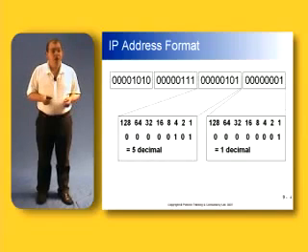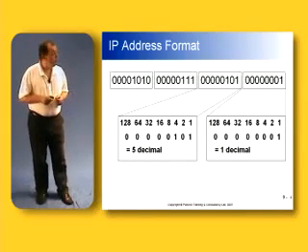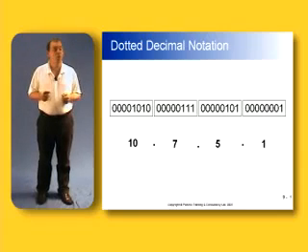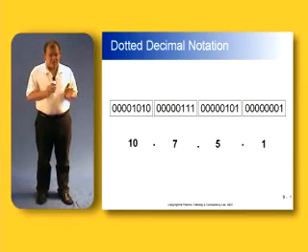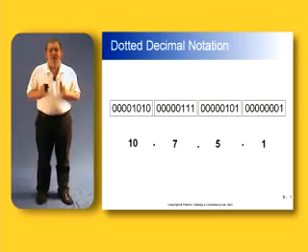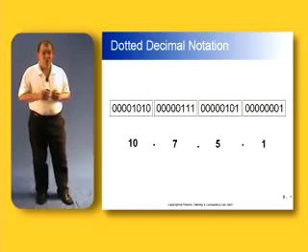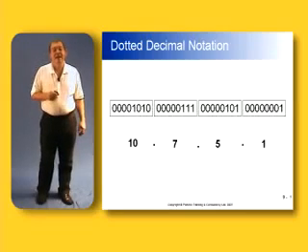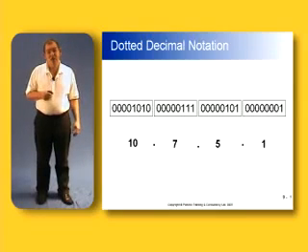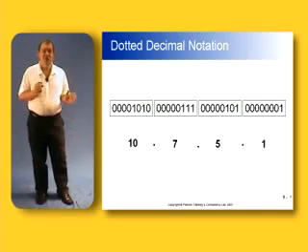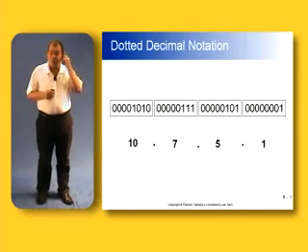Okay, so let's put the whole thing together. What we get are 4 decimal numbers, 10, 7, 5, and 1. And just to separate them so that we can understand each one relates to a specific octet, we're going to put a dot between them. That's what's known as dotted decimal notation. So our IP address at the end of the day can be described as 10.7.5.1.